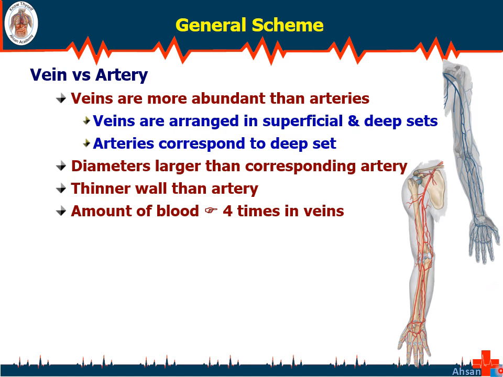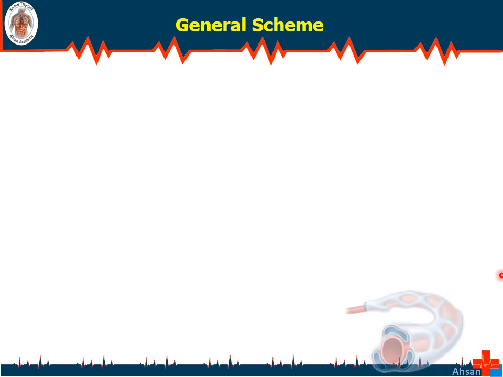The amount of blood in the vein is relatively larger. About 80% of blood lies in the veins, so they are known as reserve blood vessels. The vein has valves, but the artery doesn't have valves. At the beginning of the aorta, the ascending aorta, there is a valve that separates it from the heart.